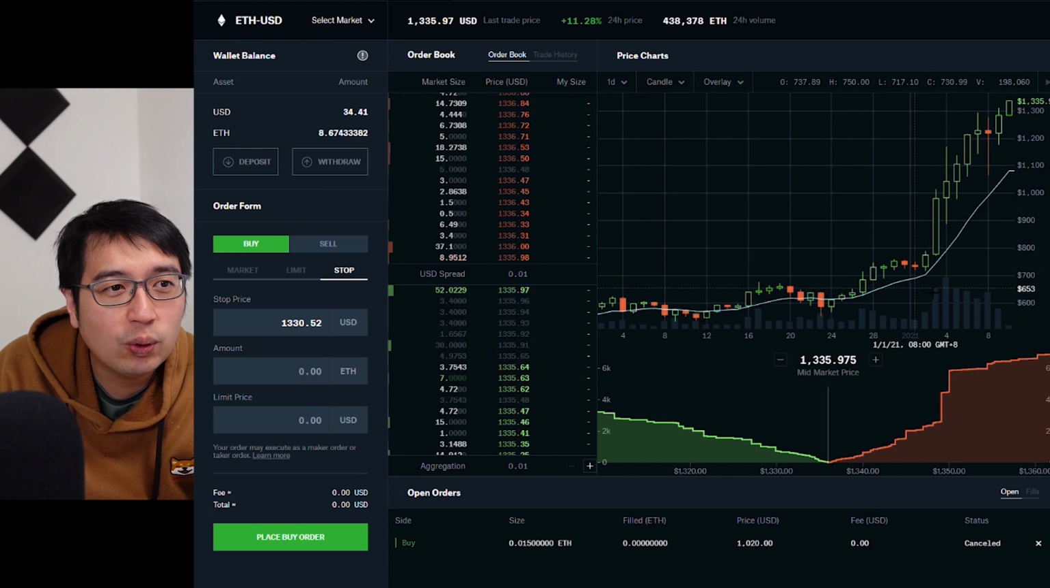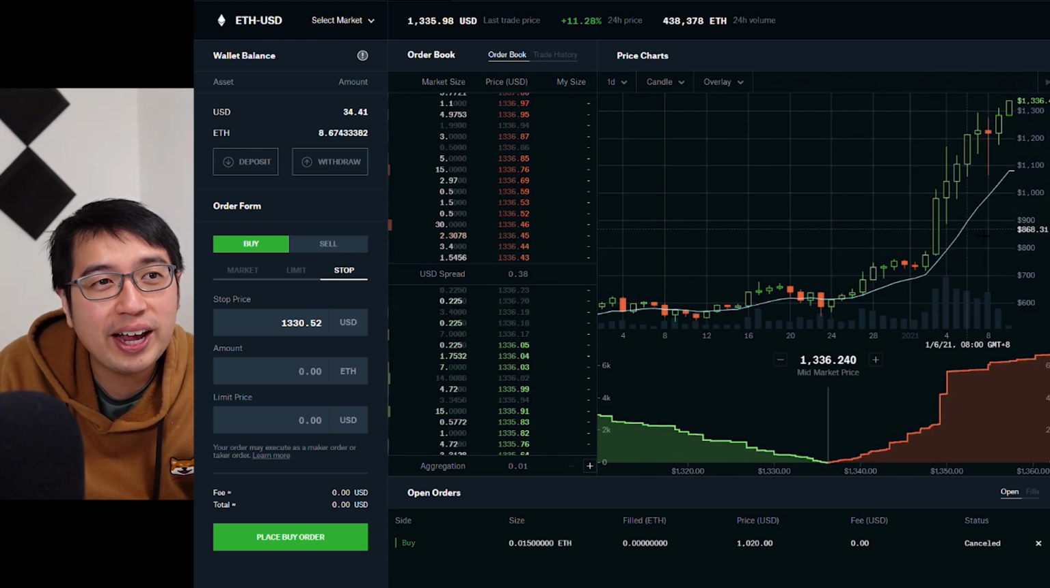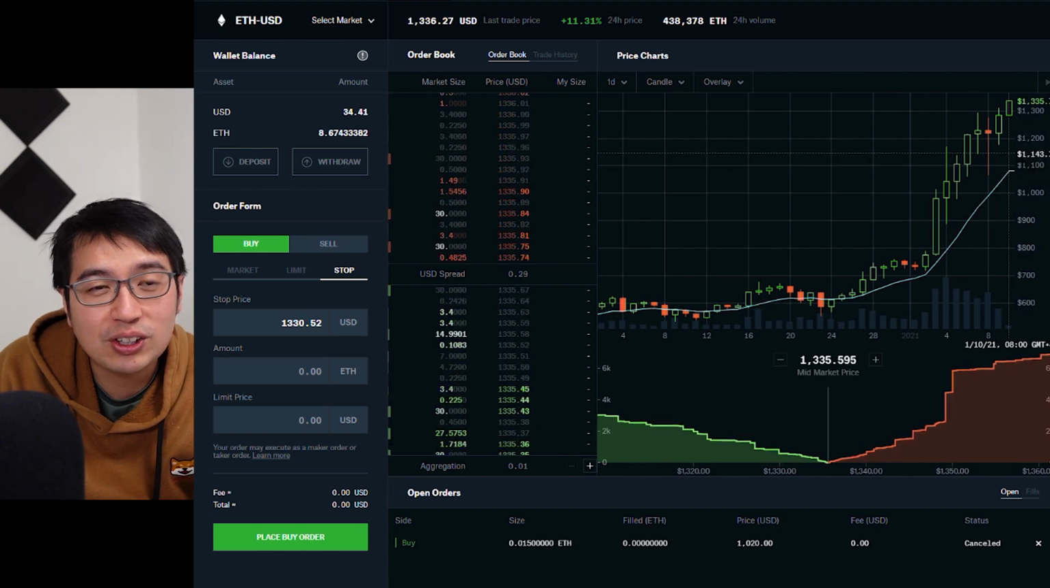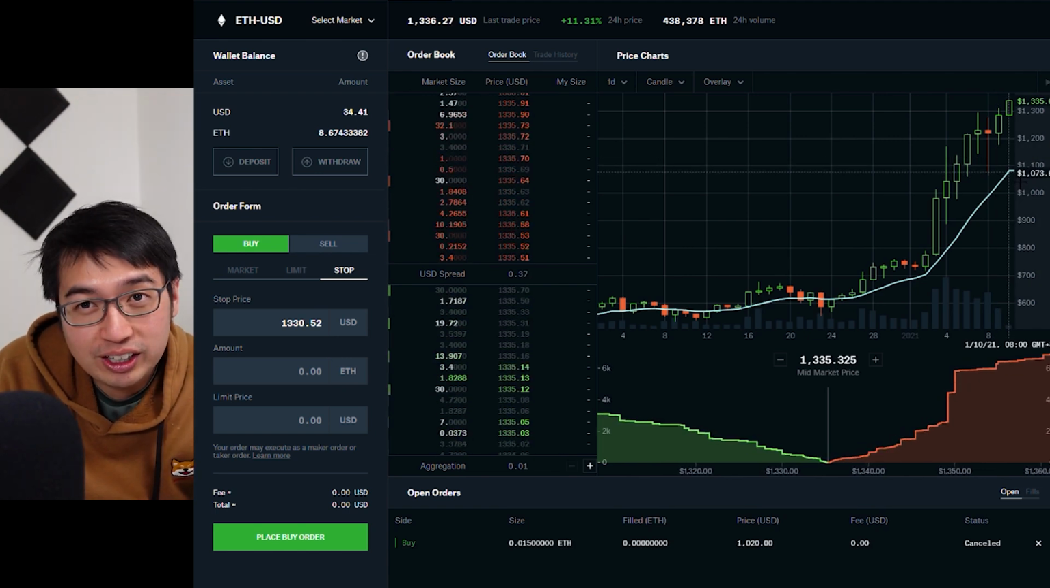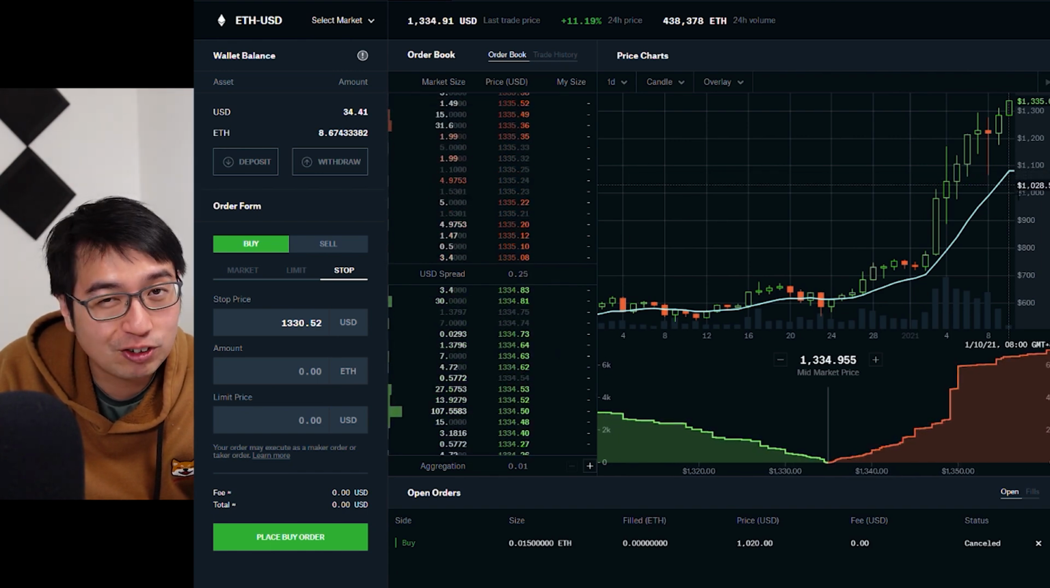Anytime the EMA 12 is touched, Ethereum goes up in price. So anytime the price comes down to this line, it might be a really good time to buy. But if it goes below that line, we might be in for a big correction.